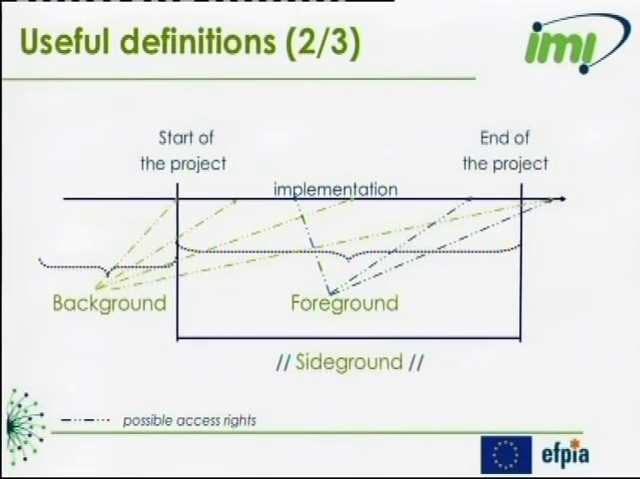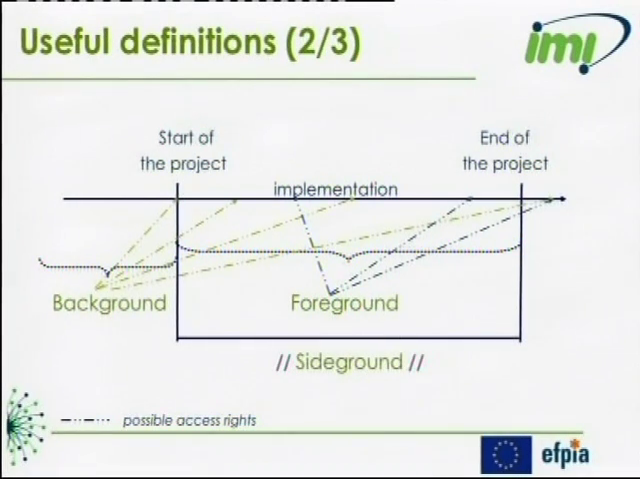But you will see you have a box. The project is the description of the box, and everything that has been developed within this box will be considered as foreground. And all the other things developed outside the box, but during the same time of the implementation of the project, will be considered as sideground. So that's really important, because this is the start of the negotiation, to understand and to clearly determine what will be considered as background, as foreground, as sideground.